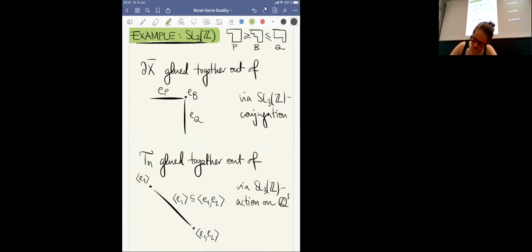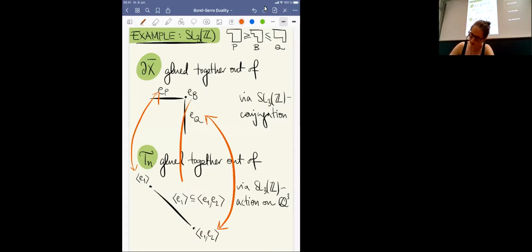I'll do this quickly. Just to note how this identification works, we have dx bar glued together out of these pieces, these corners, and then via some SL3Z action. And the TIPS building is glued together out of something like this. So we have this subspace generated by the first standard basis vector. We have this one generated by the first two. And then we have the corresponding flag, because there's inclusion between these. And then here we simply get this correspondence. So P is the stabilizer of this subspace, Q is the stabilizer of this subspace, and B is the stabilizer of this flag. So you also see that it's really a homotopy equivalence, because we get some dimensions switching around in this stuff.